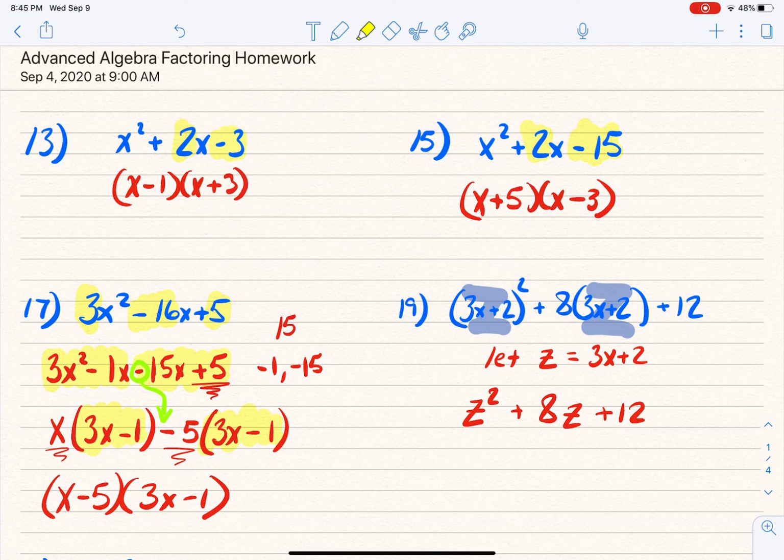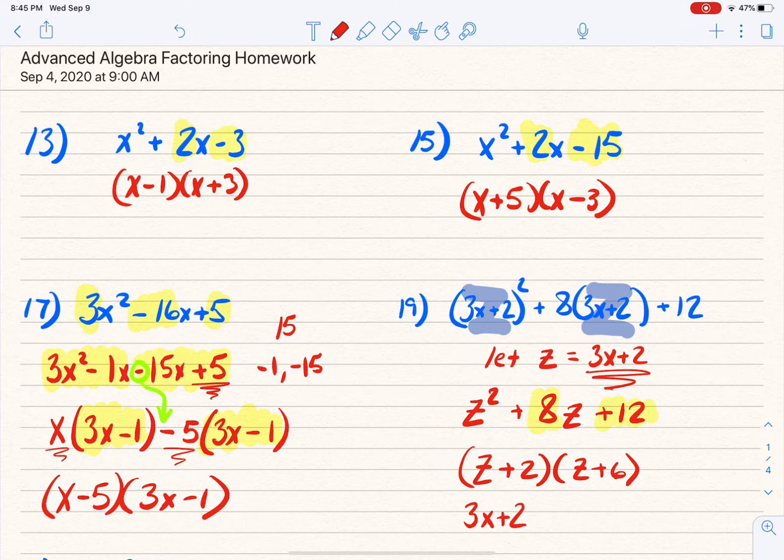Let's change that back to yellow. The factors of 12 that sum to 8, and that would be 2 and 6. And so I'd factor this down and I'd get z plus 2 times z plus 6. And then at this point, I would go ahead and substitute back in what z is equal to. So then this would say 3x plus 2 plus 2, okay, because this plus 2 had to show up somewhere.